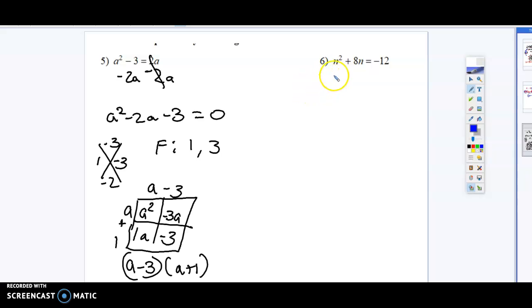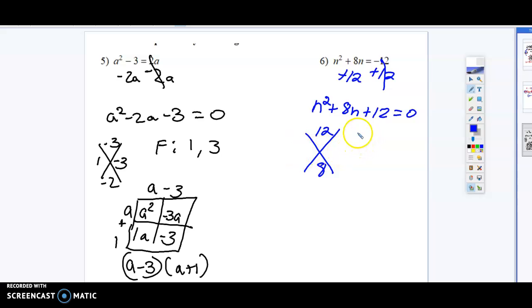On number 6, I'm going to put this in standard form. So I'm going to add 12 to both sides. So that'll give me n squared plus 8n plus 12 equals 0. Big X. A times C is going to give me 12. B is going to give me 8. So what two numbers will make that happen? So what are factors of 12? 1, 2, 3, 4, 6, and 12. And which ones can I add together to give me 8? Well, 6 and 2.